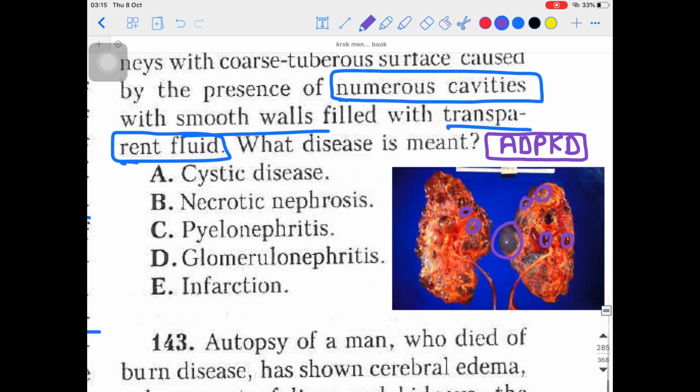Because sometimes they might ask you the same question and give you options such as X-linked dominant, X-linked recessive, autosomal dominant, autosomal recessive. These kinds of options might come. So remember this full name. ADPKD means autosomal dominant polycystic kidney disease.